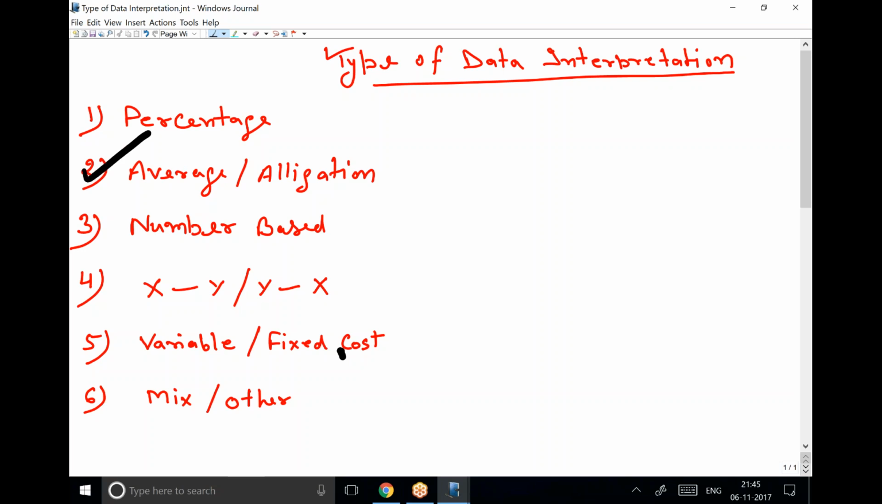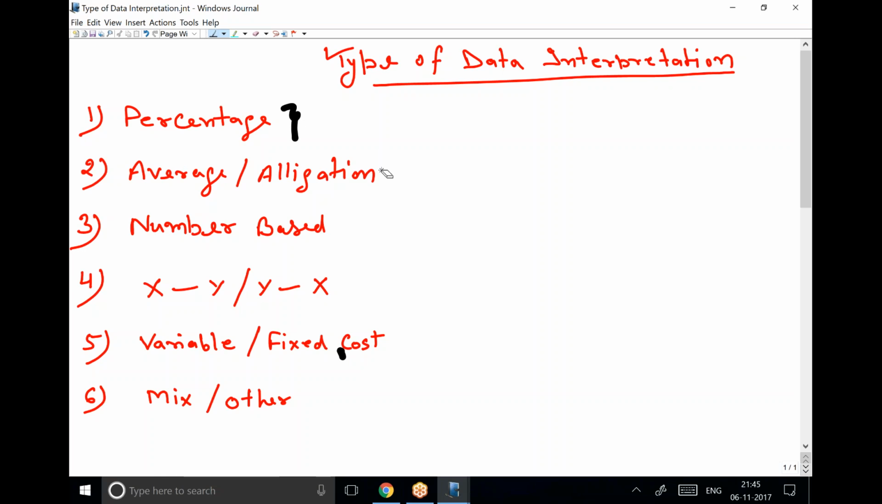Basic questions we will see based upon average and alligation. We'll see what types of questions they can make, and some of my questions I will put there, so you should have a better understanding of it. We will see that, and what is the faster approach while solving these two types of questions.